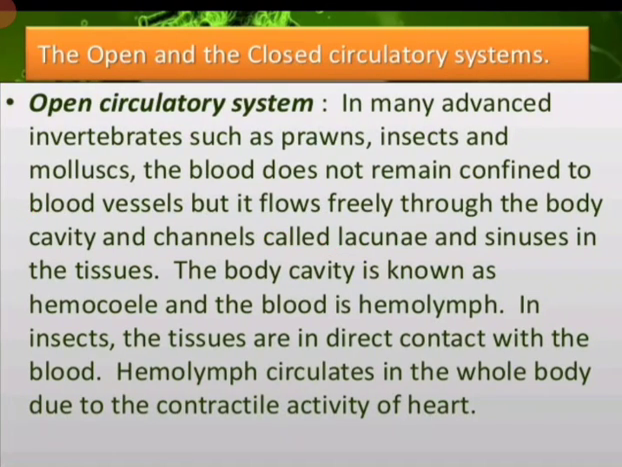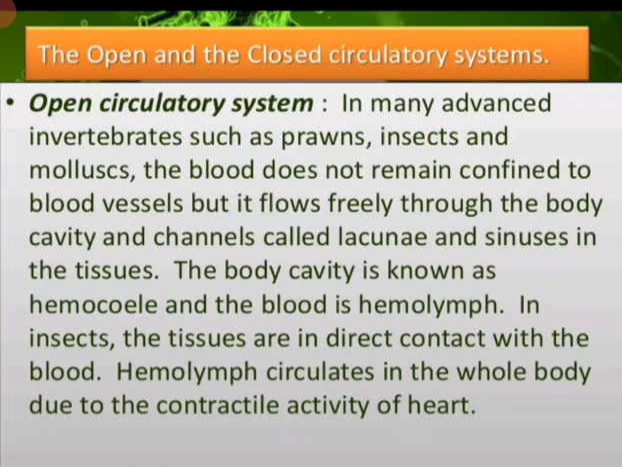One is the open circulatory system, which we can see in many advanced invertebrates such as prawns, insects, and arthropods. There the blood does not remain confined to blood vessels but flows freely through the body cavity and channels called lacunae and sinuses. The cavity is known as the lacunae and the channels are known as the sinuses. Blood is not carried by any type of blood vessels there. Blood circulates between the heart and the tissues.